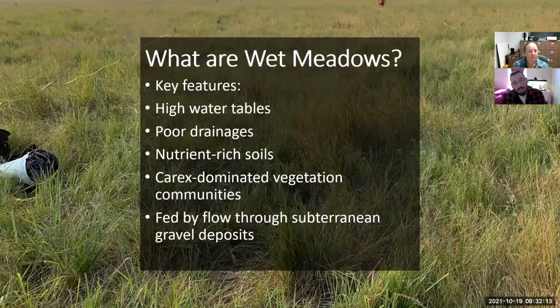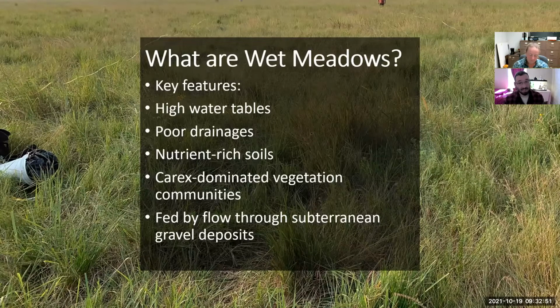Some key features of wet meadows. So we have high water tables. Typically, throughout most of the year, we expect the water table in a wet meadow to be within about 1 meter of the surface. Poor drainage, again due to the nature of the soil in these sites, means they hold standing water for part of the year. Nutrient-rich soils, like you'd expect from a lot of wetland-type ecosystems. One of the major defining characteristics of wet meadow habitats is their vegetative community. It's carex dominated. Carex are a genus of grasses. Sedges might be another name you'd be familiar with.